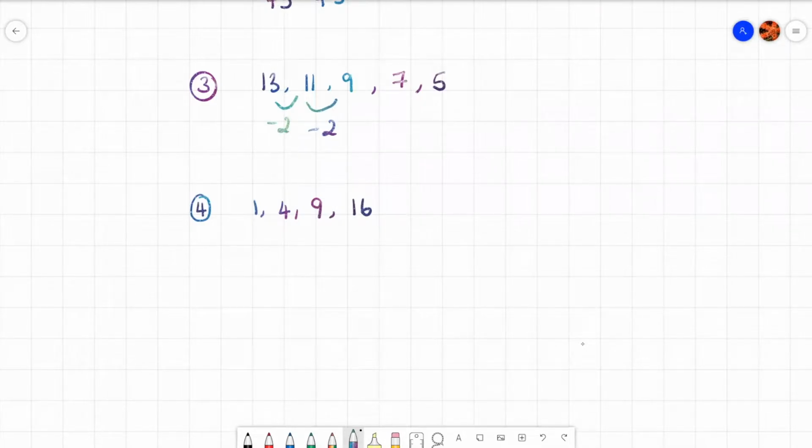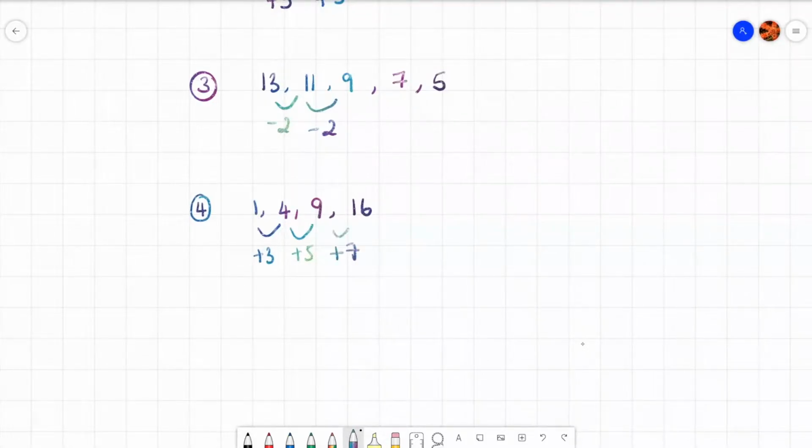Sometimes in the exams, if it's a 1-mark question, you might be asked to work out the next 2 terms. So it might not be adding and subtracting or multiplying and dividing. It might be something like this. How do you get from 1 to 4? You add 3, don't you? Well, 4 to 9, you are adding 5. And then from 9 to 16, you are adding 7.